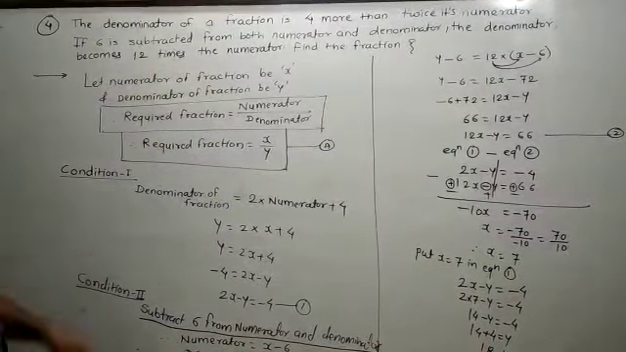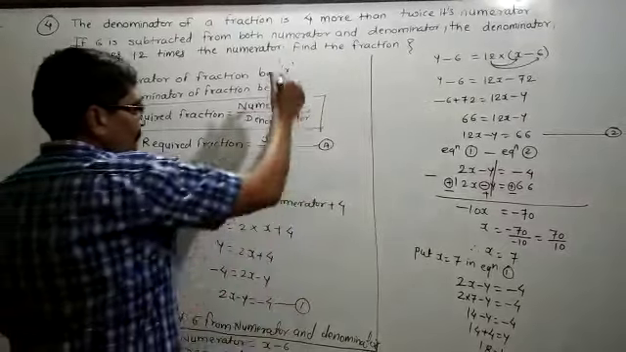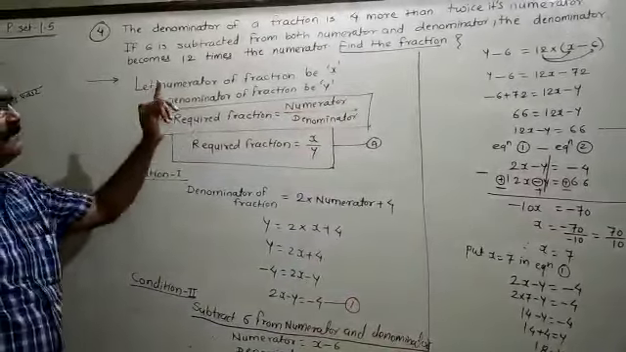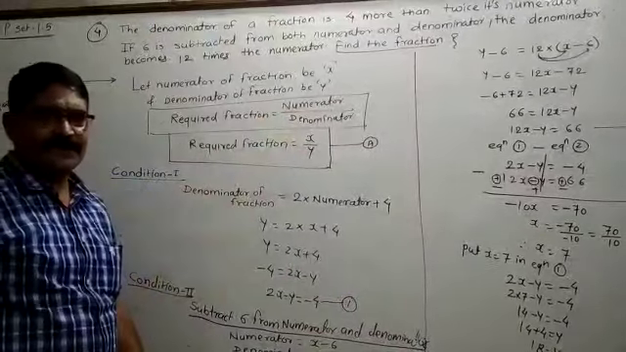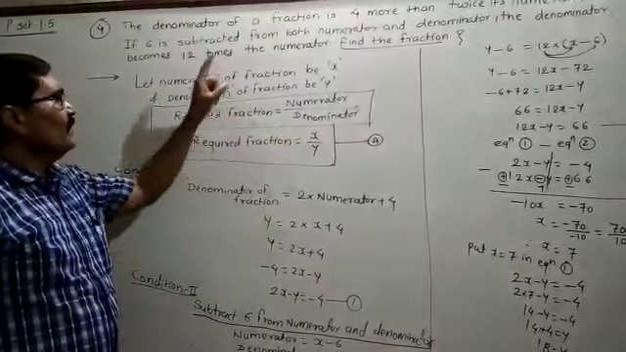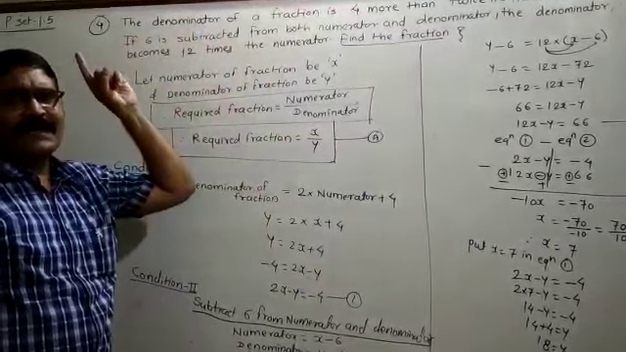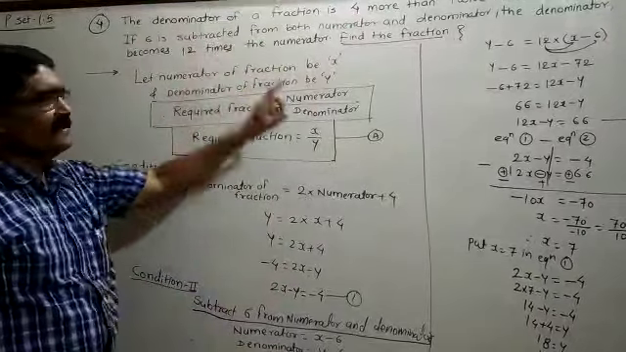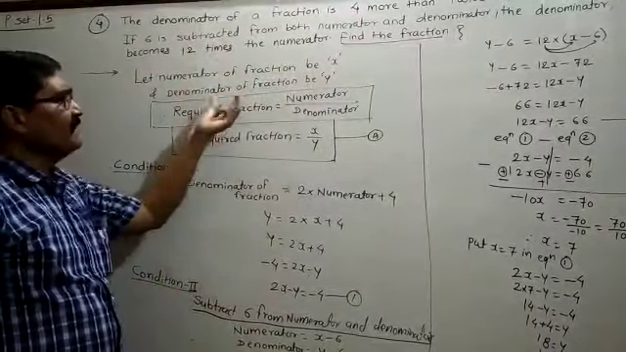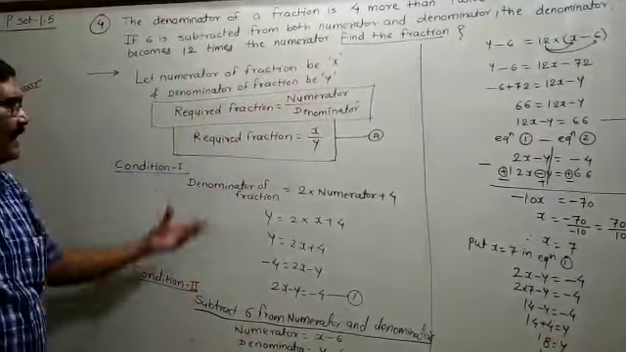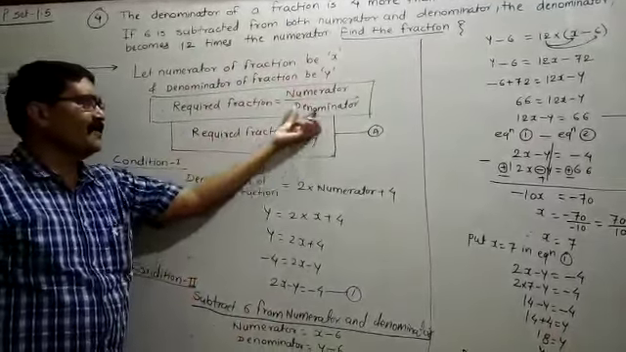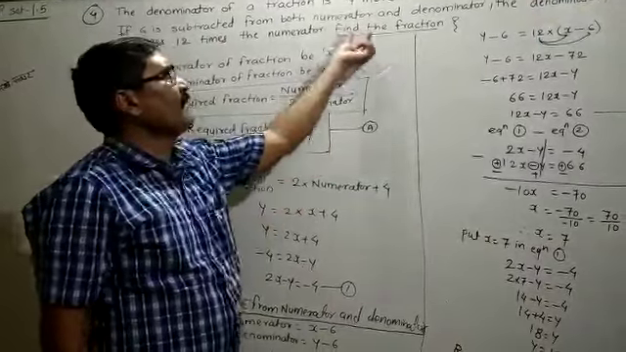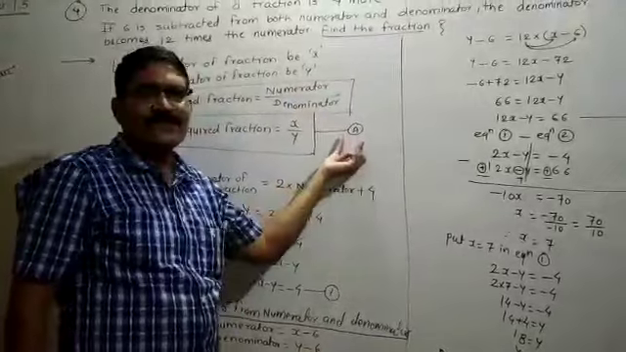Whatever be the given, according to that you have to read the last line. What is the last line? Find the fraction. Fraction is equal to numerator upon denominator. So, if you want to find the fraction, you have to consider the numerator of the fraction be x and the denominator of the fraction be y. The required fraction is x upon y. That you have to find out, and you have to consider this as a.